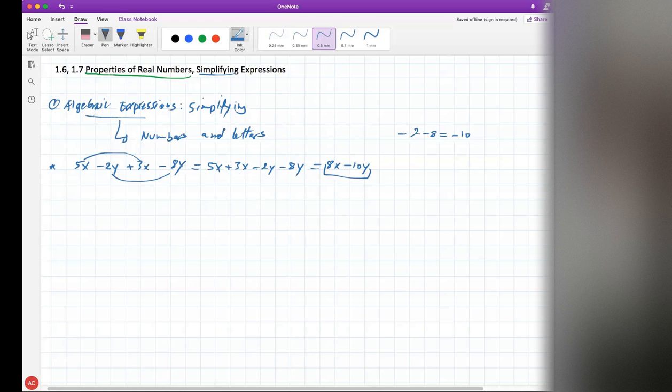That's why we simplified. The rule we used here is called the commutative property. That's the first rule, a rule that allows us to move things around and combine them together. We call that the commutative.